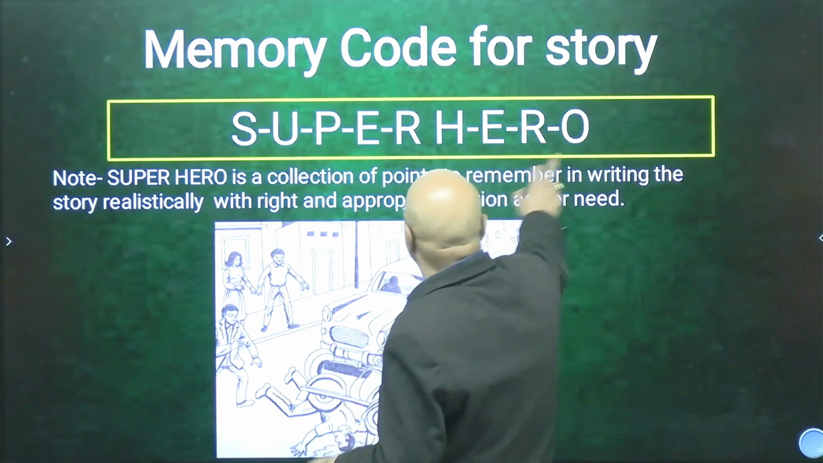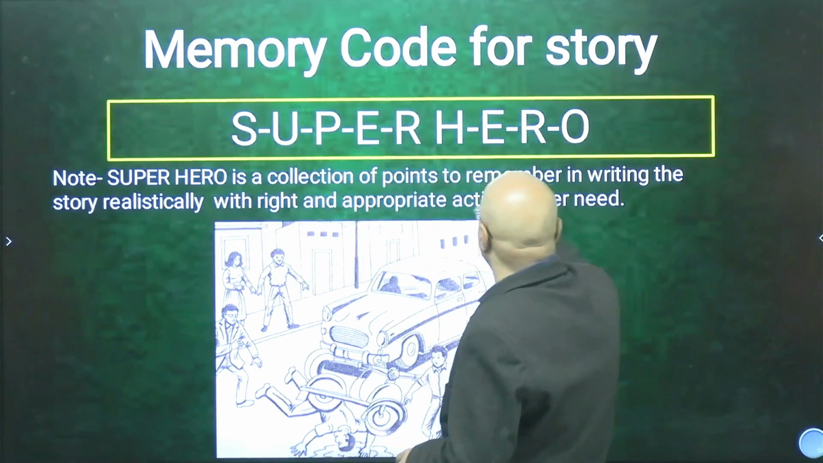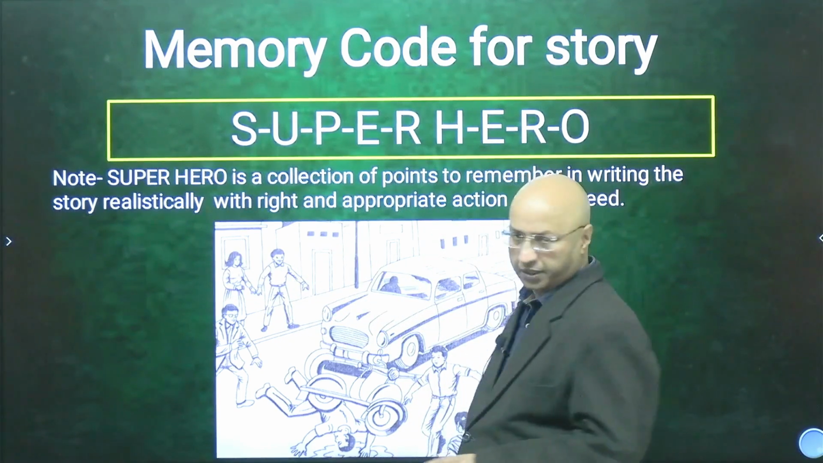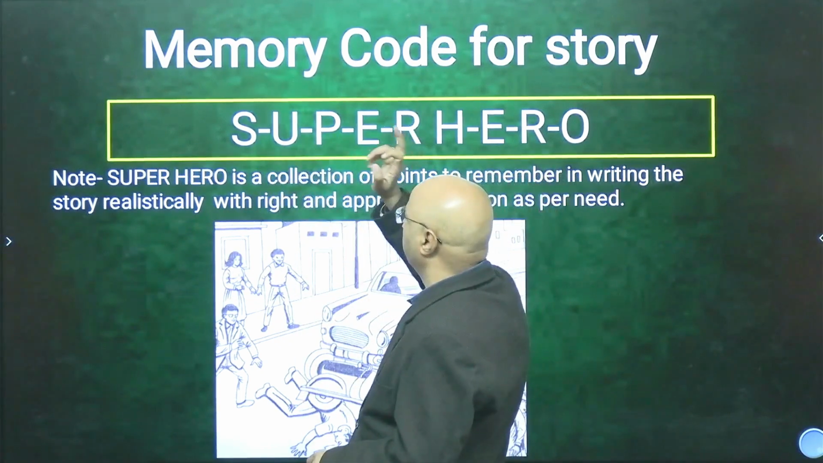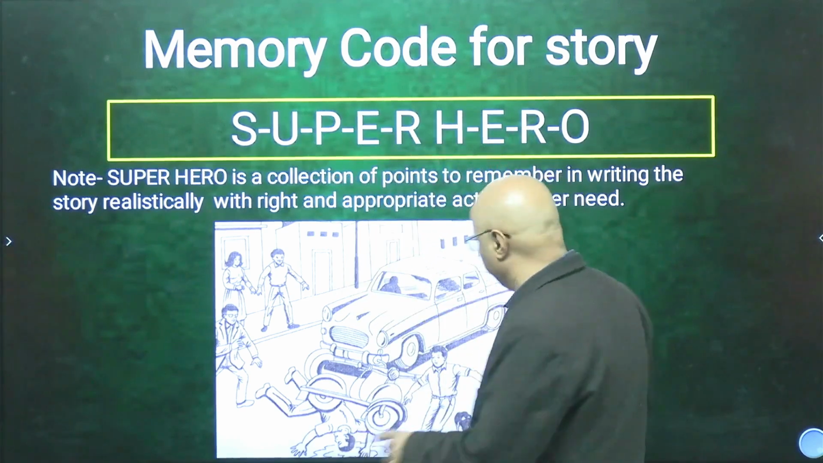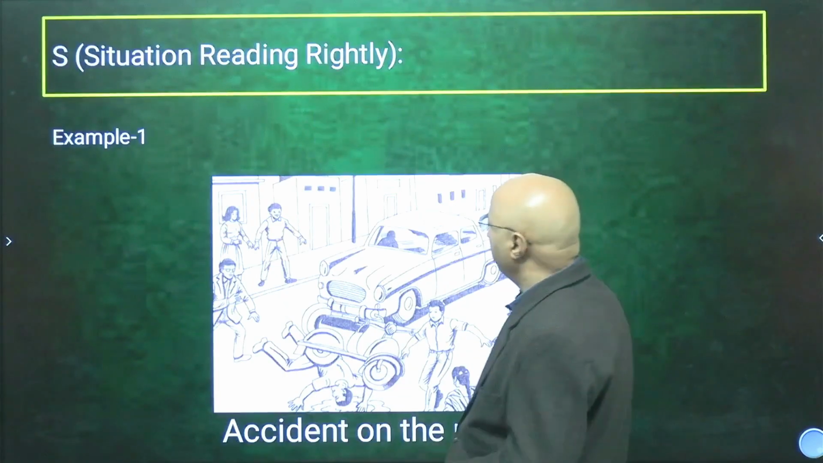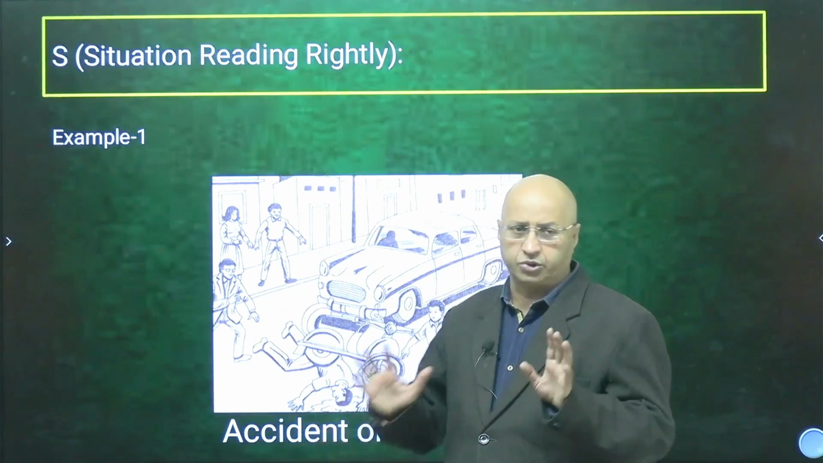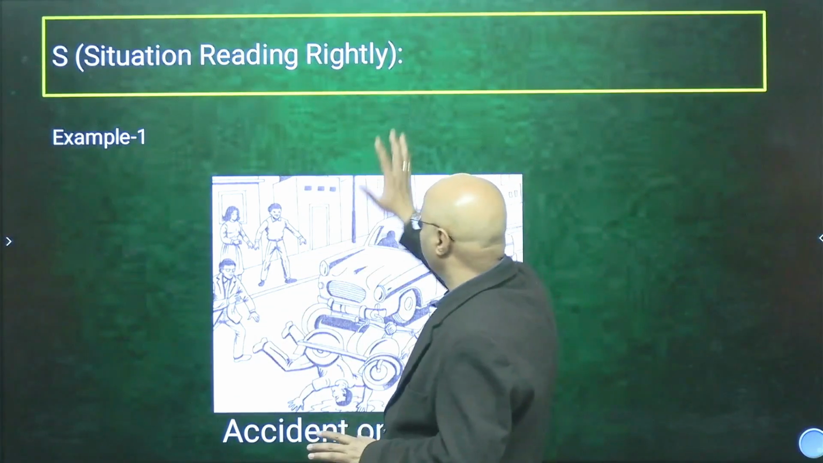So here, SUPERHERO is a collection of points to remember in writing the story holistically, rightly and appropriately. S for situation, U for understanding, PER for perception, H for hero. Is it clear? It will help you. See, the first one is situational reading rightly. S is for reading the situation rightly. Understanding what is the situation.